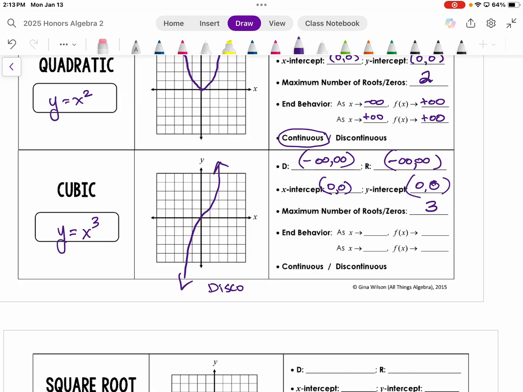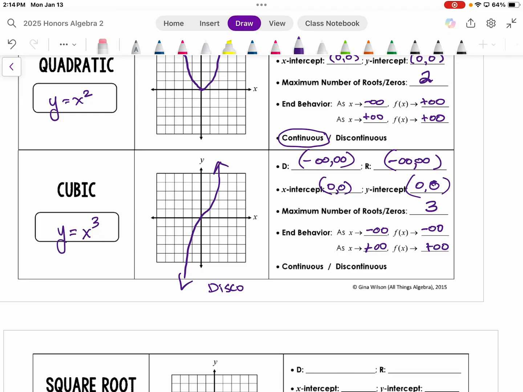And end behavior, still the same thing, negative infinity to positive infinity for the x's. What am I doing when I go to the far left? Yeah, I'm going down, negative. What about if I go out to the far right? Positive. So these have opposite end behaviors. The sides are not going the same direction, like both up or both down. They're going one or the other.